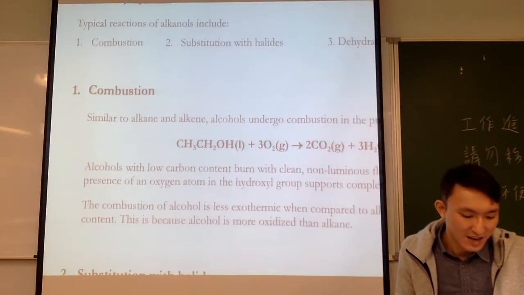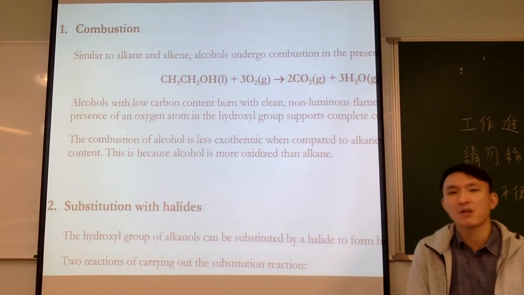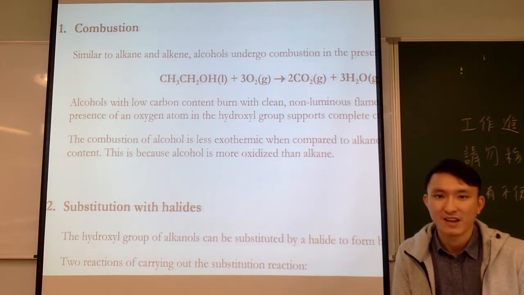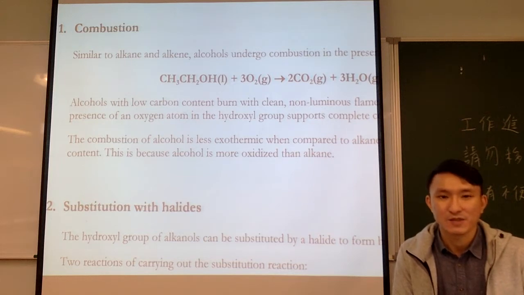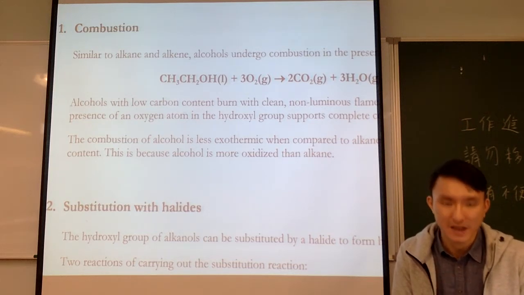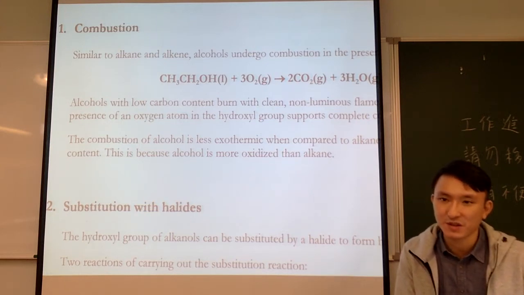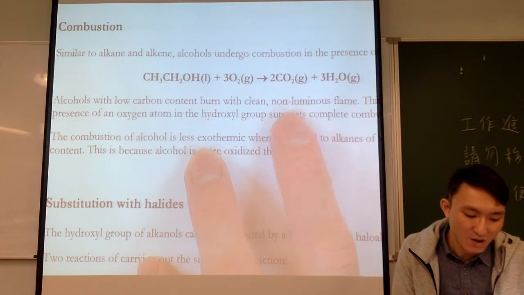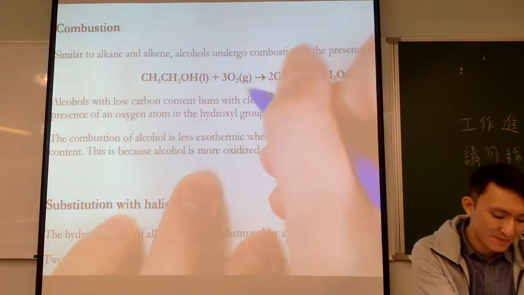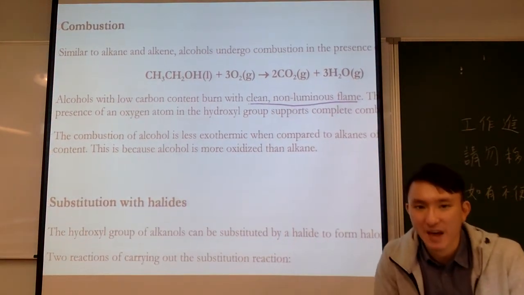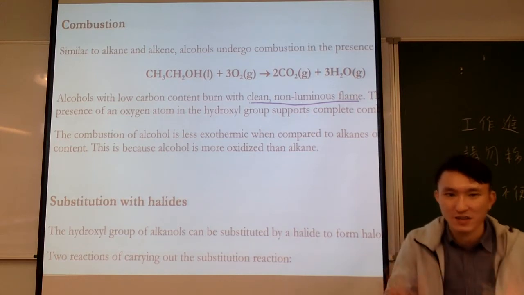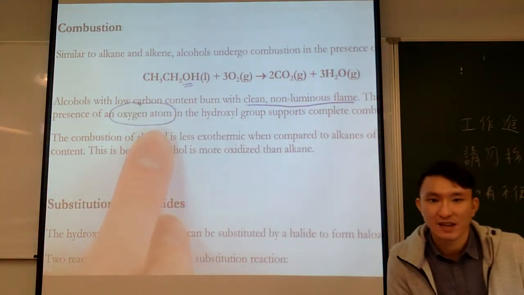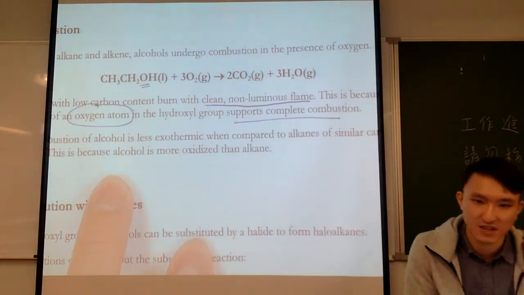We'll start with combustion. Based on your common sense, you should know alcohol is pretty good for burning, right? Because before, we had the alcohol lamp, right? When you burn alcohol in an alcohol lamp, it gives you a pretty clean, blue, steady flame. So alcohol is pretty good for burning, okay? Now, you may ask, why would burning alcohol give you such a clean, blue flame, whereas usually when we talk about burning alkenes, they give us the yellow, sooty flame? The reason is that if you look at the hydroxyl group, there is an oxygen atom, and the oxygen atom can support complete combustion.